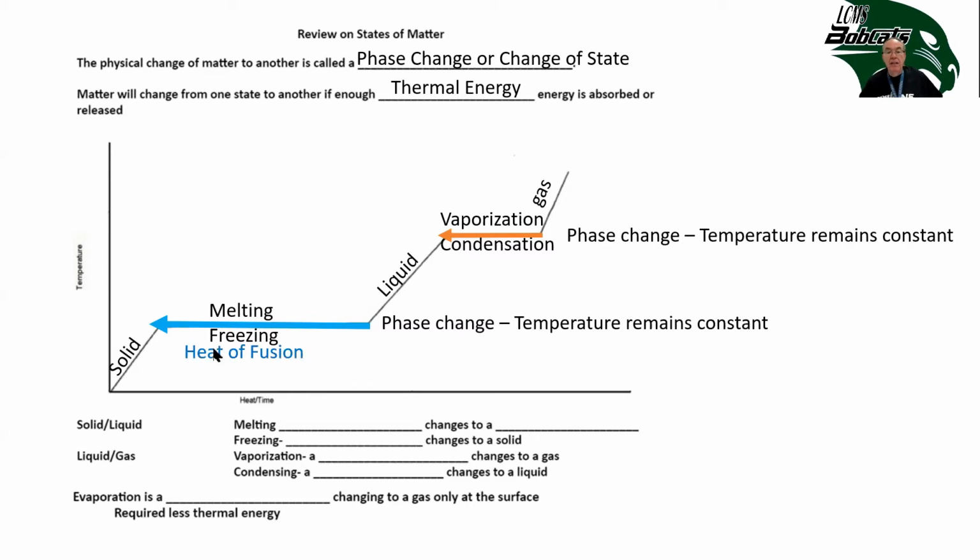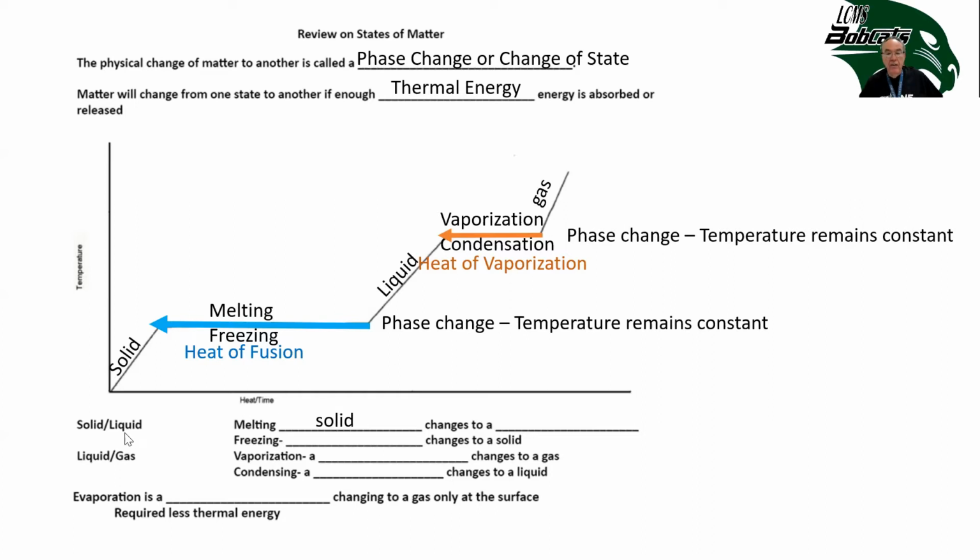The name of the energy that's being added or removed during either melting or freezing is called the heat of fusion. And the energy that's being added during vaporization or removed during condensation is called the heat of vaporization.